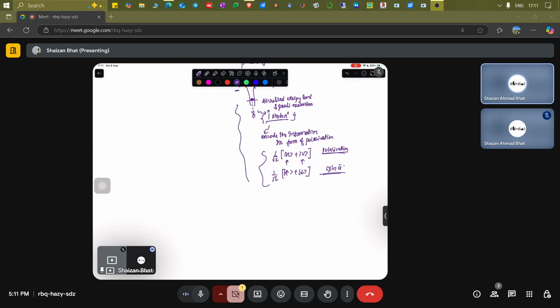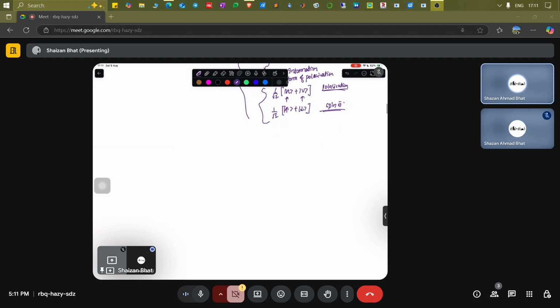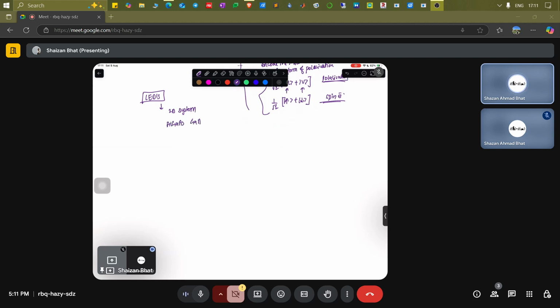Now what we are basically talking about here is, let's say for example, we talk about LEDs. LEDs, the applications, are basically made up of, let's say for example, 2D systems. Let's say for example you have aluminum gallium arsenide, you have gallium arsenide, and then you have aluminum gallium arsenide. So aluminum gallium arsenide has a higher band gap, and gallium arsenide has a lower band gap.